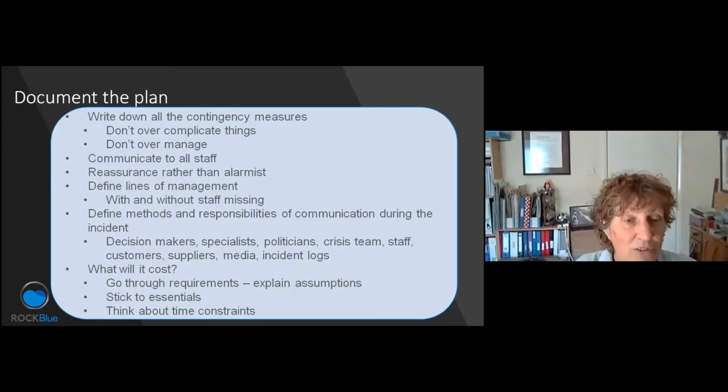And then finally, which will be something which the other two presenters will look at in more detail, is what will it cost? Go through all the requirements, but if you're putting together a cost profile, you need to explain what assumptions you made. So if you say, well, we're going to need extra overtime, well, how much overtime? Why do you need that overtime? Is it to work on the documentation, or is it because you're already short of people and having to pay people overtime to cover for them?